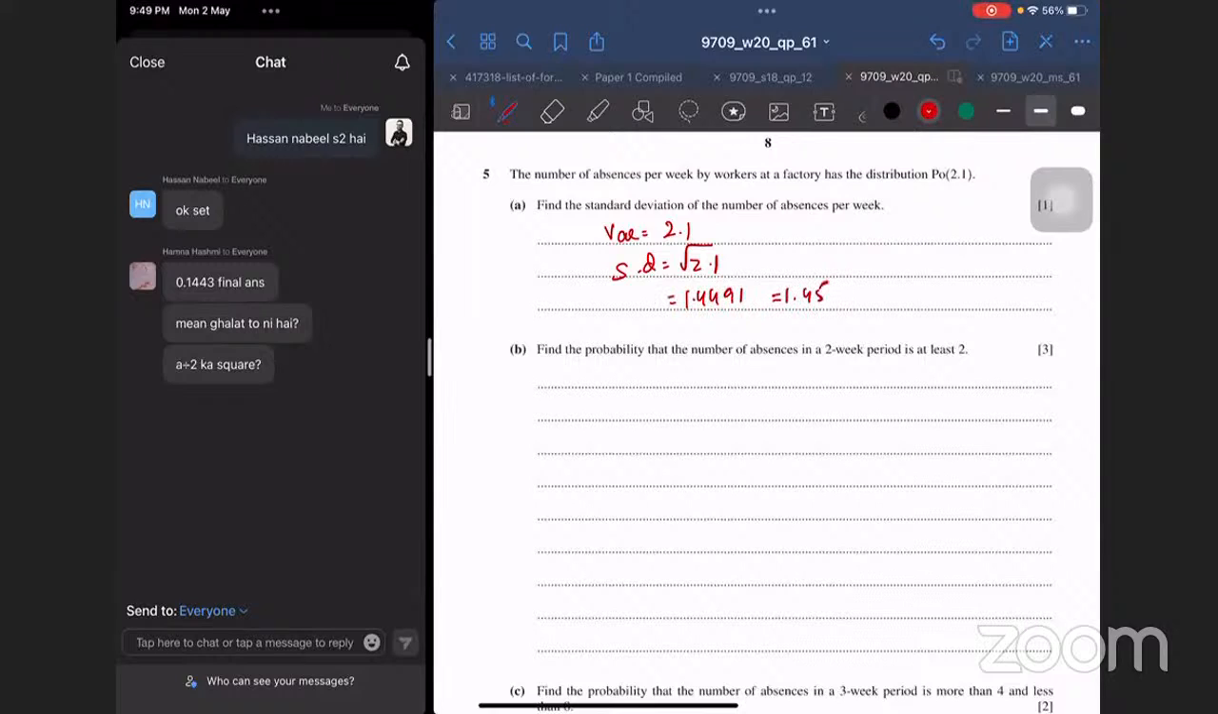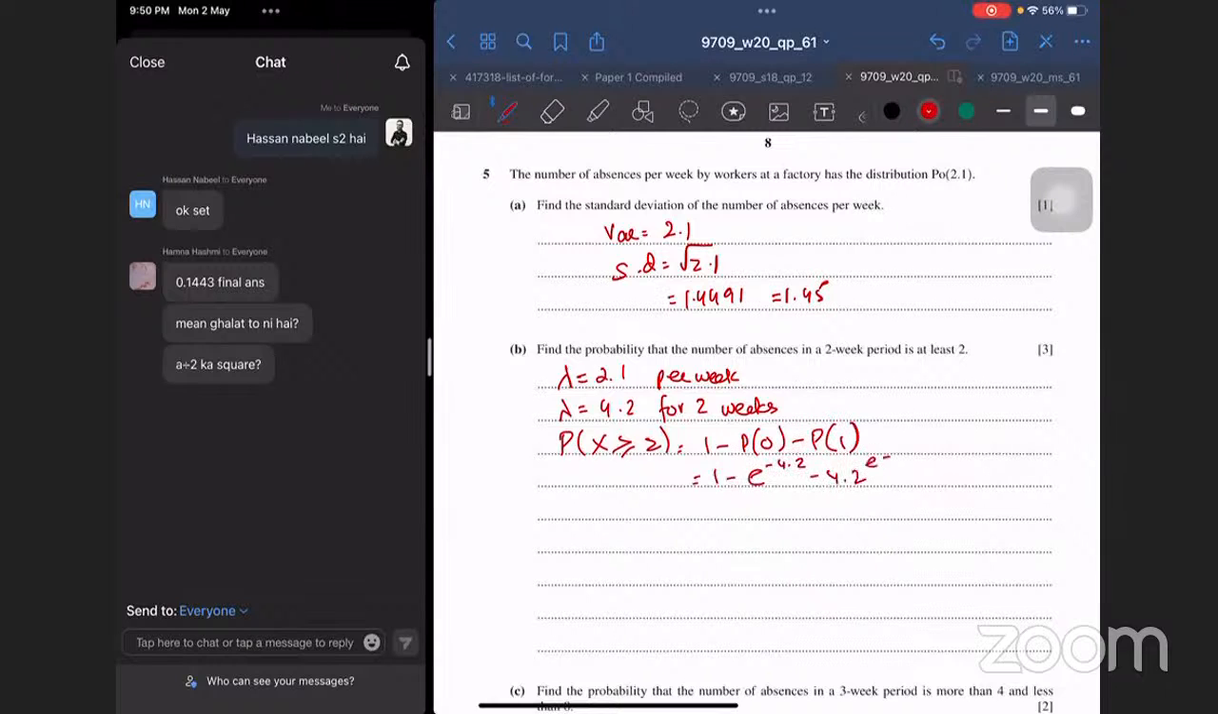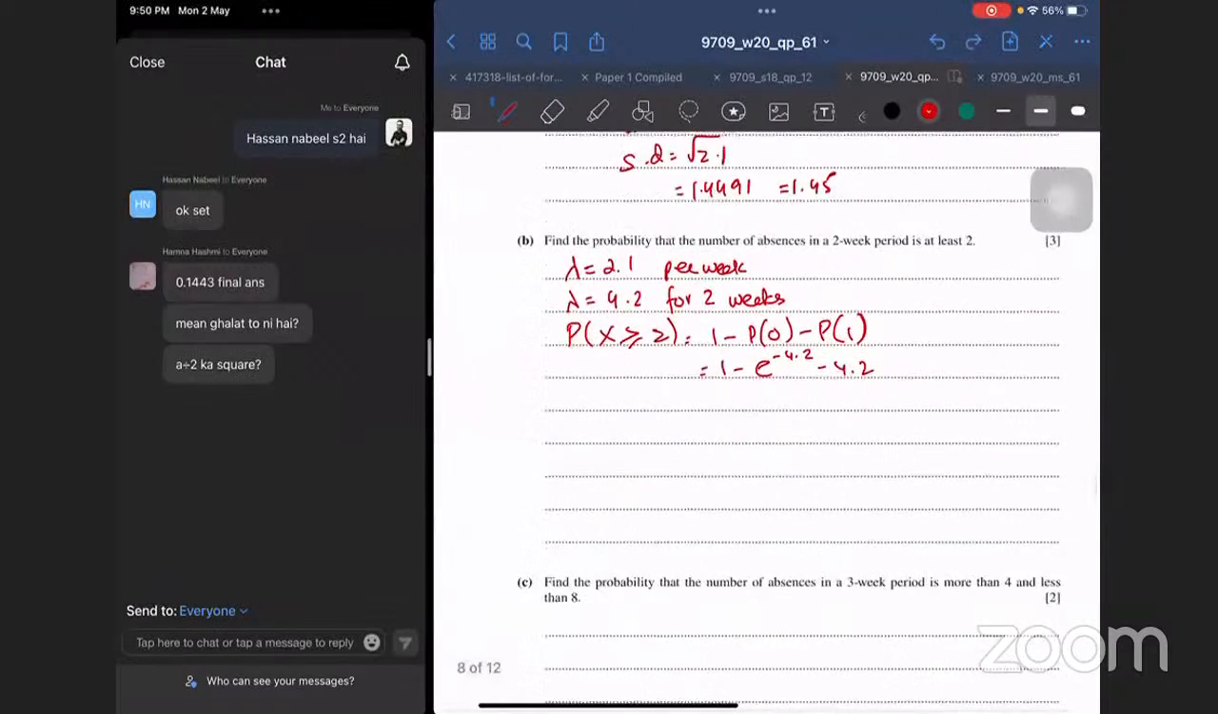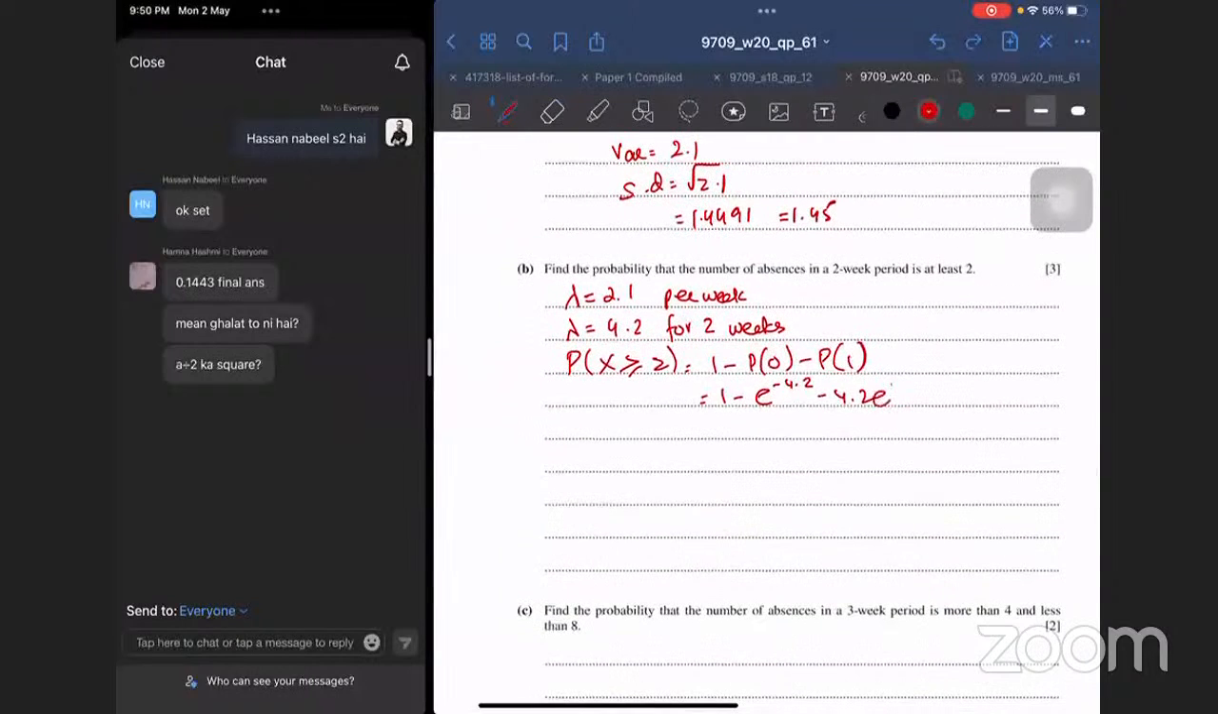Find the probability that the number of absences in a 2-week period. So lambda was 2.1 per week. So lambda is then 4.2 for 2 weeks. When I ask you for at least 2, I'm asking you for greater than or equal to 2, which means 1 minus probability of 0 and probability of 1. 1 minus e to the power minus 4.2 minus 4.2 e to the power minus 4.2.